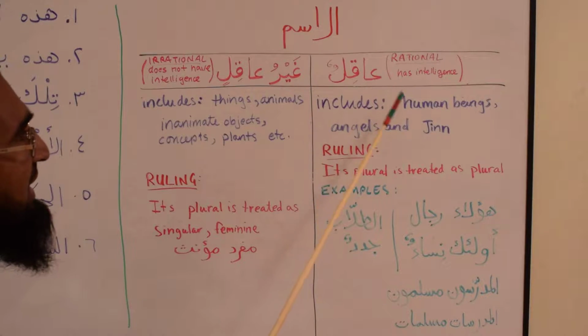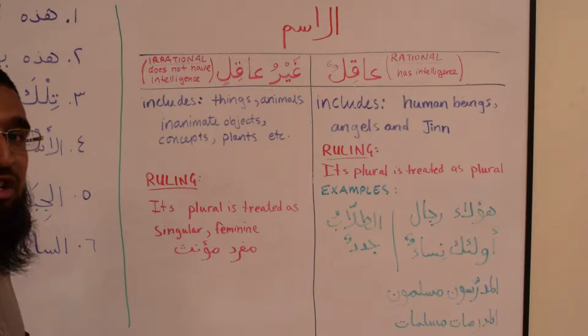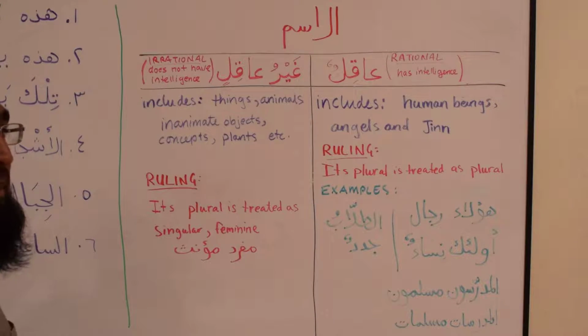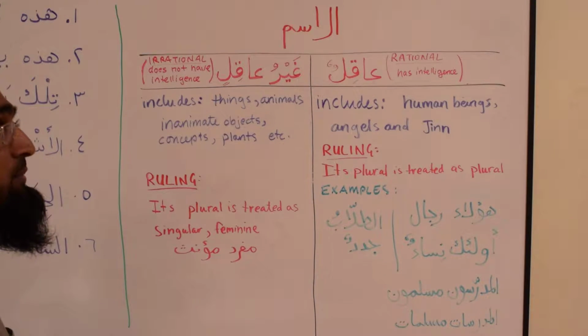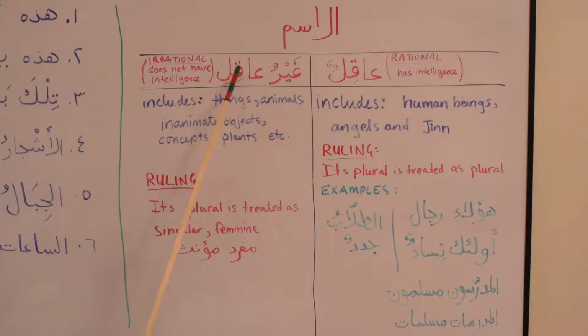So something that is 'aqil is considered, we translate it to be rational, a rational being, meaning it has the ability to rationalize. It has intelligence. And ghayr 'aqil is irrational. It does not have the ability to rationalize. It does not have intelligence.